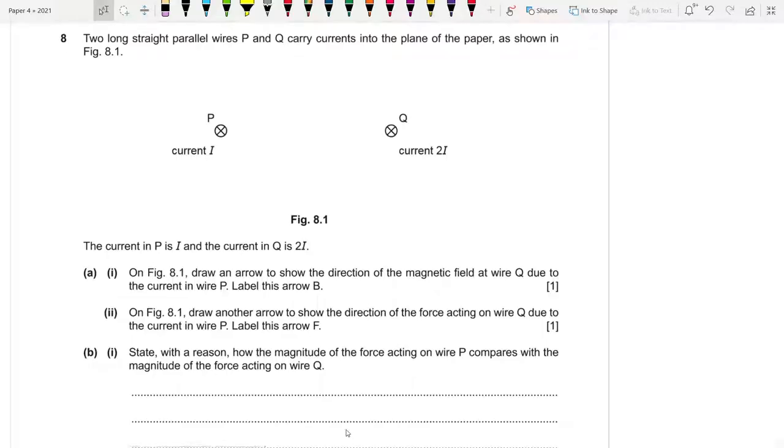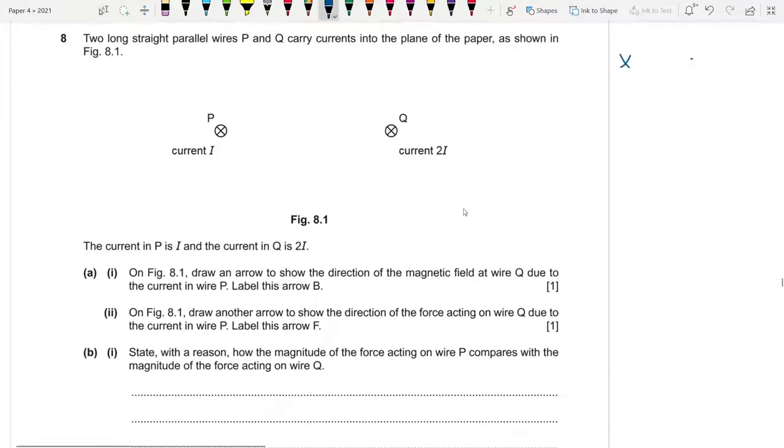So remember that current carrying wires, if they carry current in the same direction, they're going to attract. Since both of them are carrying currents into the plane of the paper, a cross means into and a dot means out of, they're going to attract. The one in P is I, the one in Q is 2I.